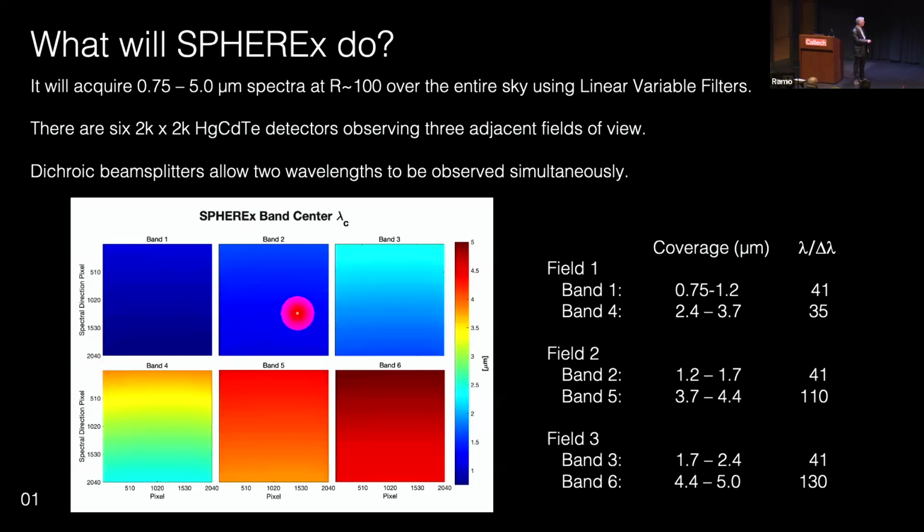The second field of view is covered by band 2 and band 5. The third field of view is covered by band 3 and band 6. Notice that the 4 short wavelength channels have the lowest resolving powers, ranging from 35 to 41, and the 2 long wavelength bands have a resolving power of about 120.